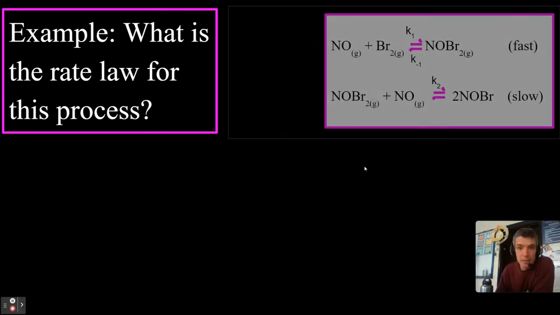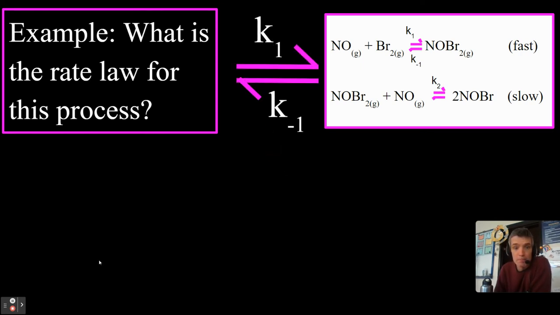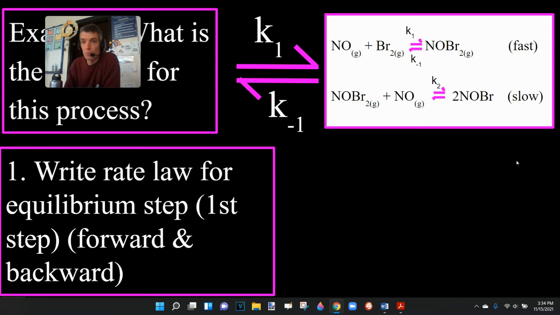Here is a mechanism. Now you can see it's got two steps. The first one is fast and the second one's slow. Therefore, we can't just go by the stoichiometry of the first reaction. We're going to have to do something with this slow step. I got ahead of myself. These are the double arrows, and that's what's written on top and on the bottom. Now you look at your first step, and you write the rate laws, forward and back.